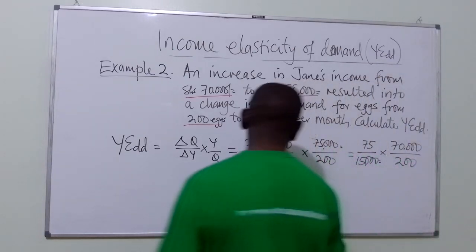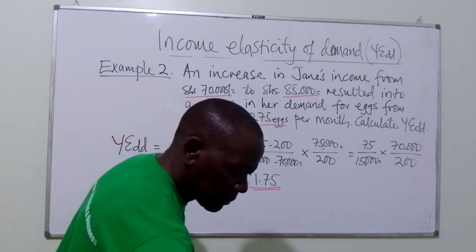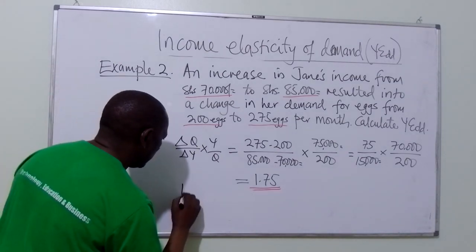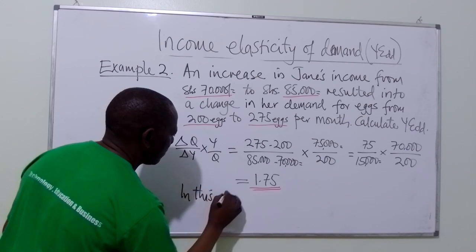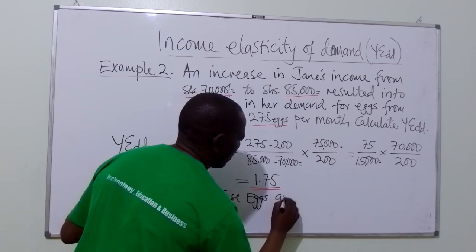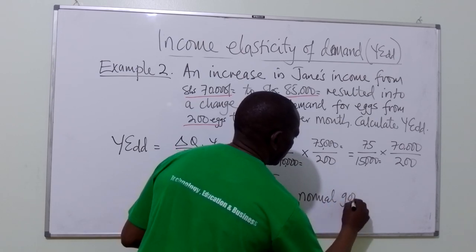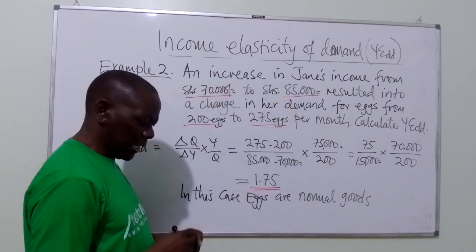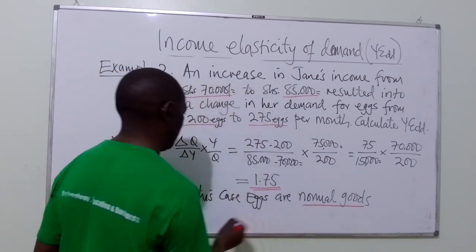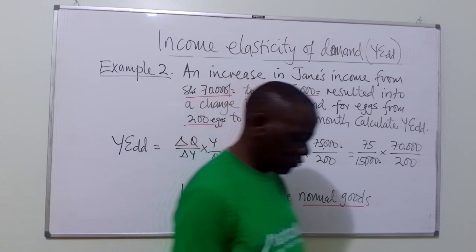What is the conclusion? Given this and given what we wrote, we say that in this case, eggs are normal goods. Eggs are normal goods. Why? Because the figure is positive. So these are normal goods.